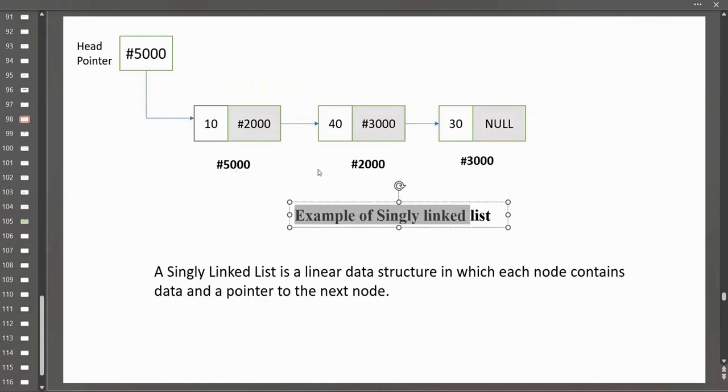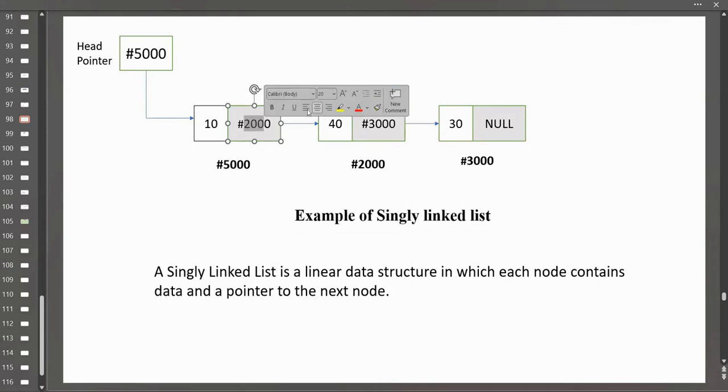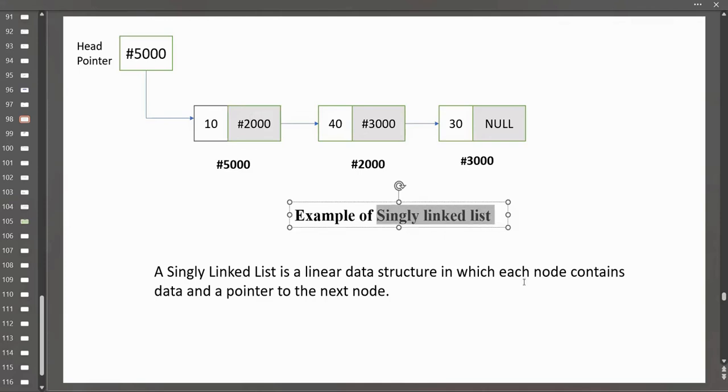So a singly linked list is also a linear data structure in which each node contains two things: data and the next node address. 2000 is the next node address. So that is a singly linked list. It's a simple linked list. This is very easy, and I have already discussed that example.